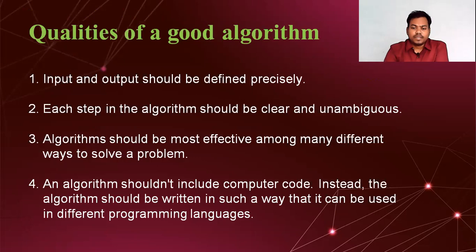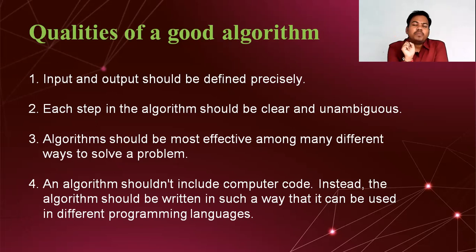Okay. Now, qualities of a good algorithm. We have seen what an algorithm is, how it looks, how it is written. Now, what are the qualities of a good algorithm? Input and output should be defined precisely, right? What should be given as input, what should be the output, what should be done, all this should be clearly defined in the algorithm.